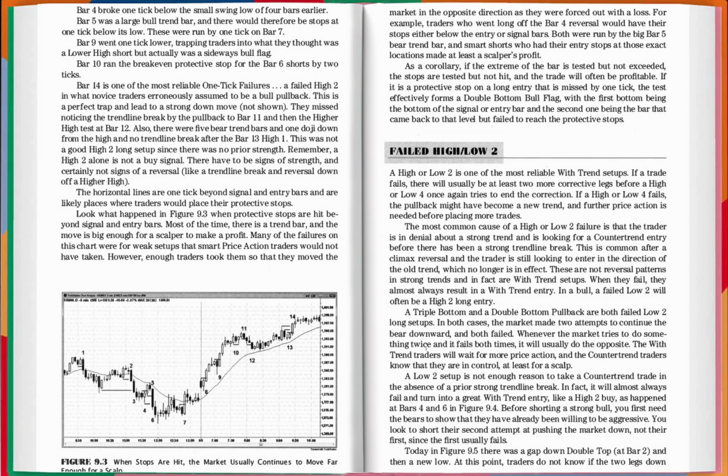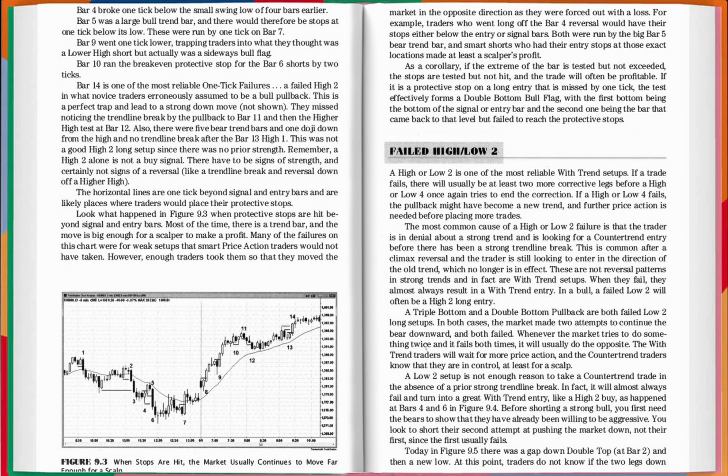Most of the time, there is a trend bar, and the move is big enough for a scalper to make a profit. Many of the failures on this chart were for weak setups that smart price action traders would not have taken. However, enough traders took them so that they moved the market in the opposite direction, as they were forced out with a loss. For example, traders who went long off the bar 4 reversal would have their stops either below the entry or signal bars. Both were run by the big bar 5 bear trend bar, and smart shorts who had their entry stops at those exact locations made at least a scalper's profit.